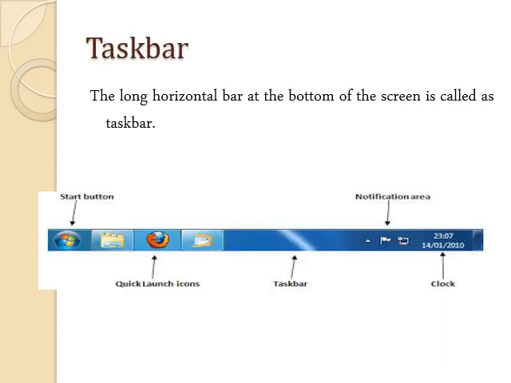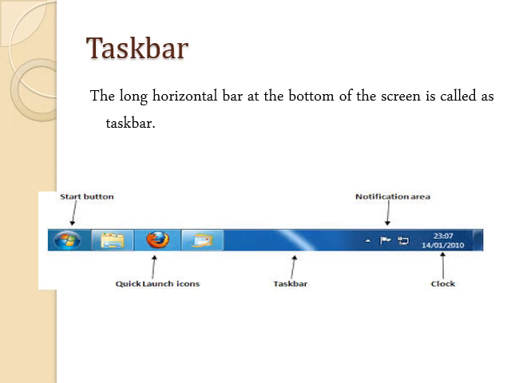Taskbar. As previously we have discussed, the long horizontal bar at the bottom of the screen is called a taskbar. The first one is the start button, then come quick launch icons, then the notification area.